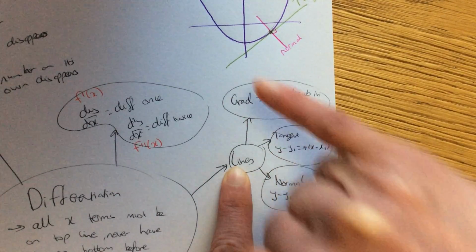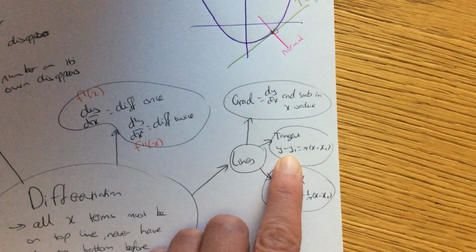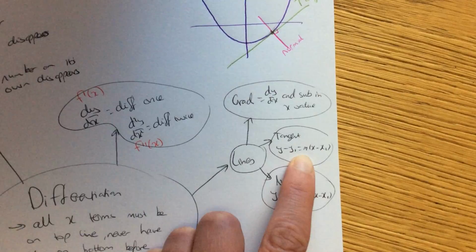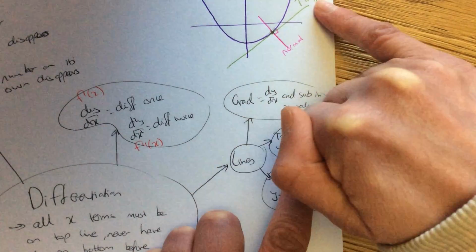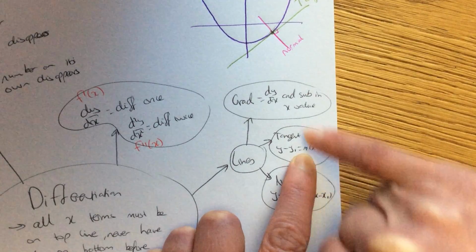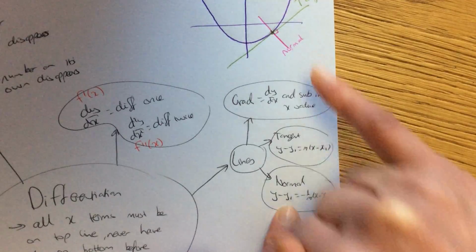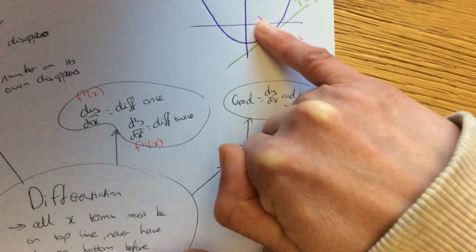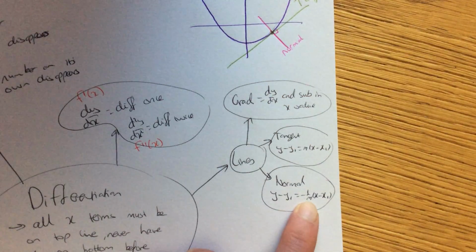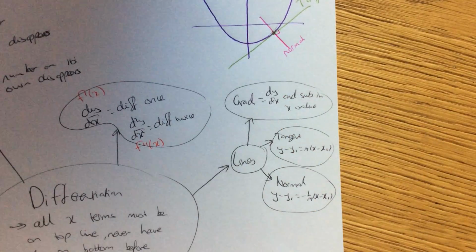You can be asked to find the tangent. That's the green line there. It just touches the curve. So the equation of a straight line, y minus y1 equals m times x minus x1. On the tangent, the way to get the gradient is differentiate and stick in your x. A normal, that's the pink line. The normal meets the tangent at 90 degrees, so its gradient is minus 1 over m. And do you remember what m is? m is when you differentiate and put in your x value.